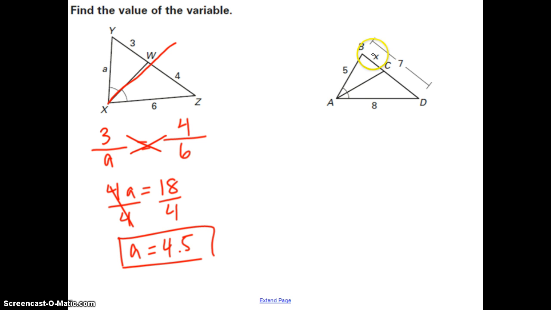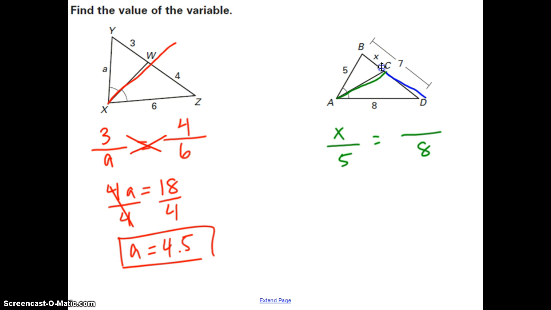When we take a look at this problem, you identify the bisector, and when we set up our proportion, we can put x over 5. Now the side that corresponds with 5 on the bottom of the proportion is the side 8. The only thing we're missing is this side length right here. We don't know the measurement of that side, but we do know that the whole side BD is 7.